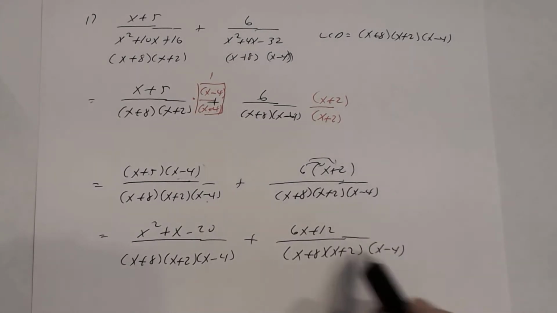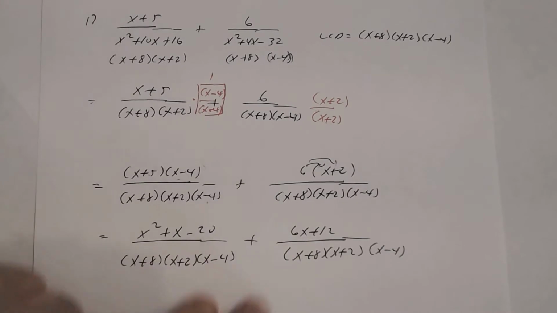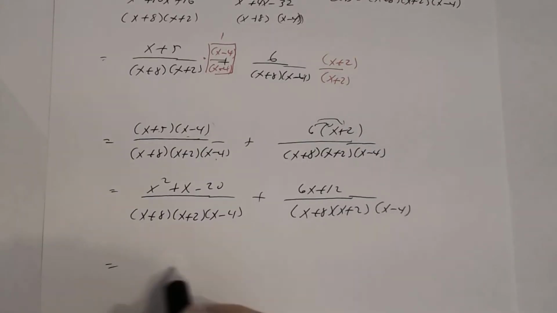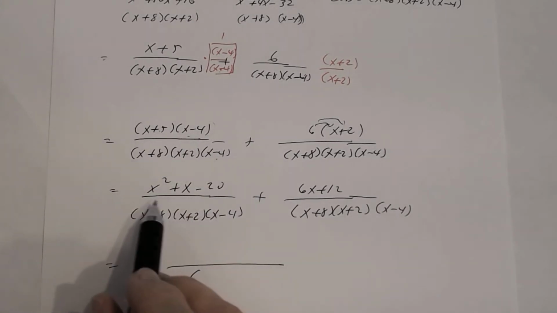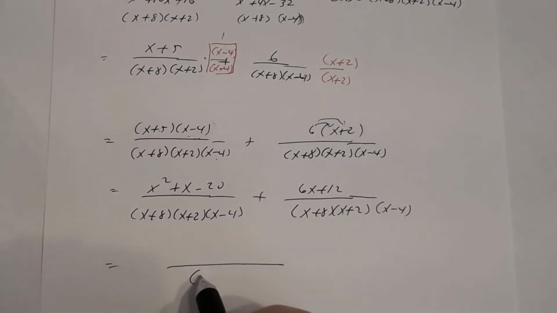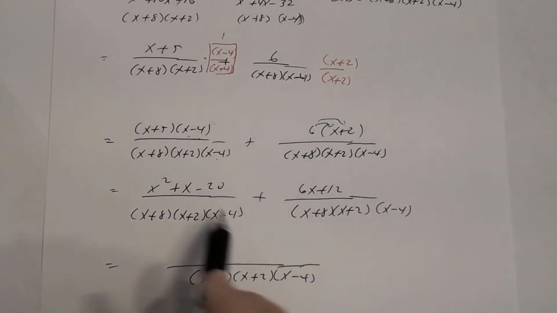Okay, now that I've written this as polynomials, I can combine like terms now. That's the only reason why you want to multiply the numerators out, because you got to combine like terms. And so the denominator will stay, the LCD. All right, let's talk about the numerator.